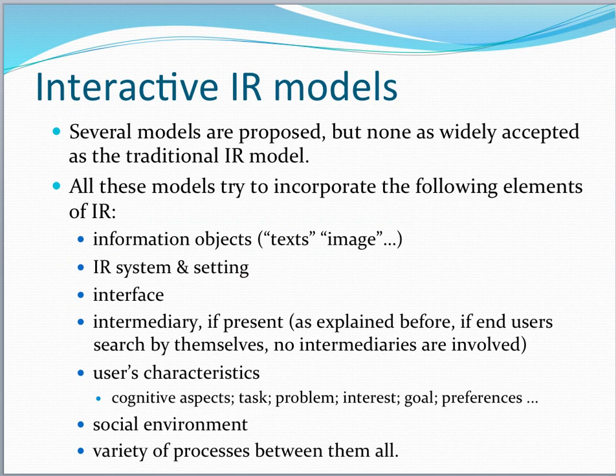Several models have been proposed, but none as widely accepted as the traditional IR model. All these models try to incorporate the following elements of IR: information object, text, image, etc., information system and setting, interface, and intermediary if present, as explained before. If there are no other people helping out, there are no intermediaries. Then user characteristics, cognitive aspects, task, problem, interest, goal, preference, social environment, and a variety of processes between them.